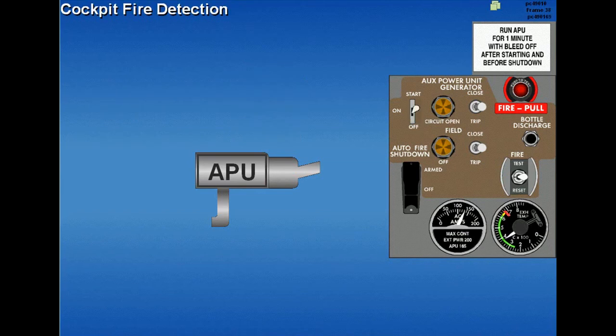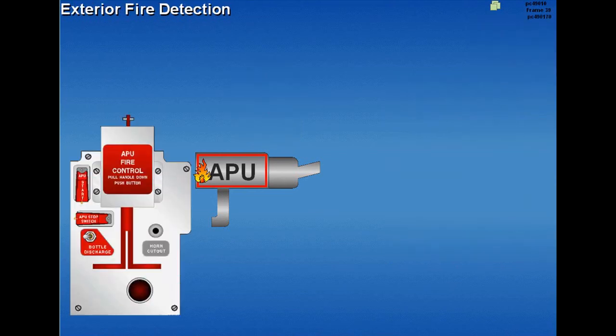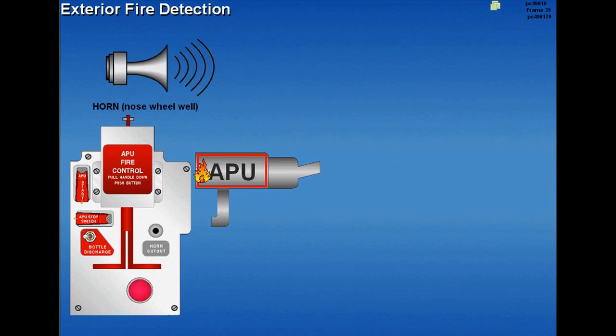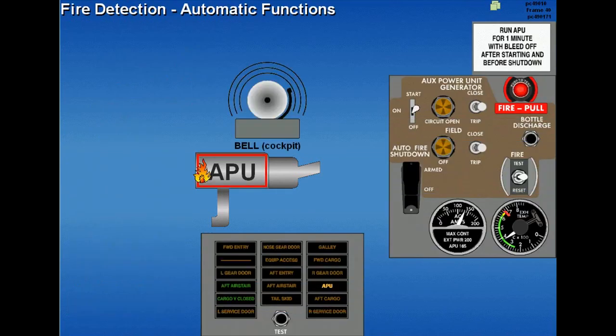Should the APU fire detector element become heated, the APU fire switch illuminates and the warning bell in the cockpit sounds. Outside the aircraft, the remote fire warning light flashes and an intermittent horn in the nose wheel well sounds. If a fire is sensed with the auto fire shutdown switch armed, the fuel shutoff valve is automatically closed.